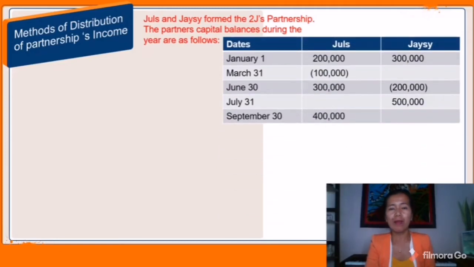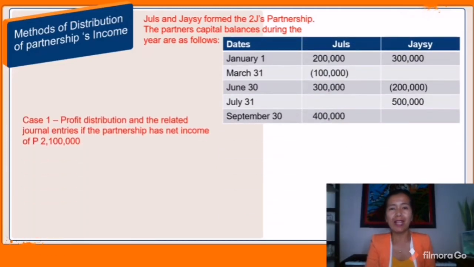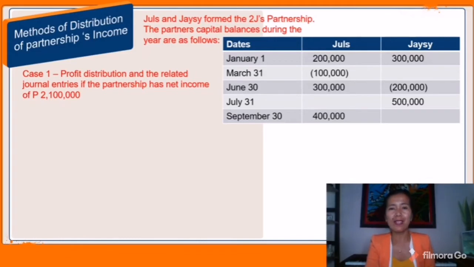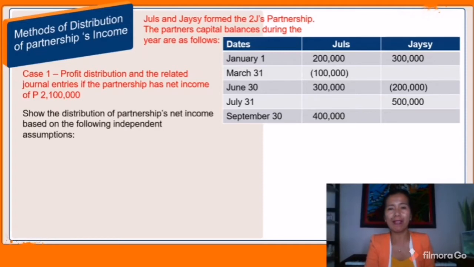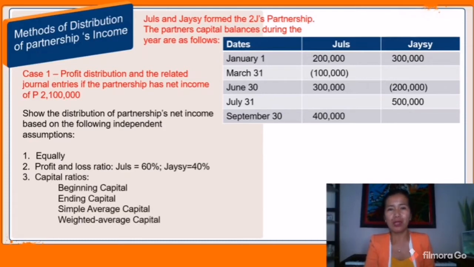In this problem, the partnership resulted in net income of 2,100,000, and we are required to show how the profit is distributed among the partners and to prepare the related journal entries based on the following independent assumptions. First, equally. Second, 60% for Jules, 40% for JC. And lastly, based on their capital ratios.